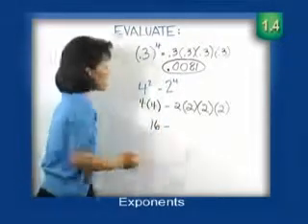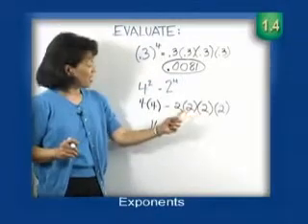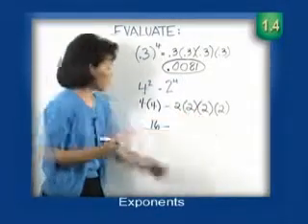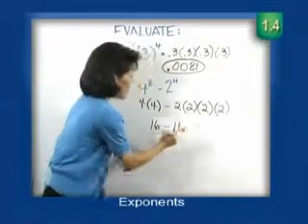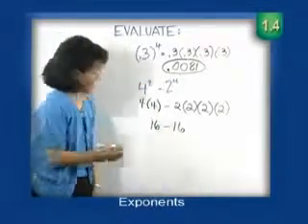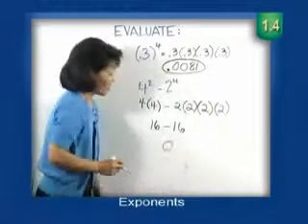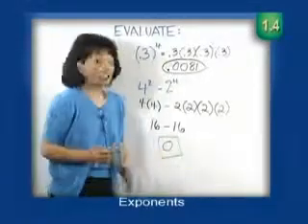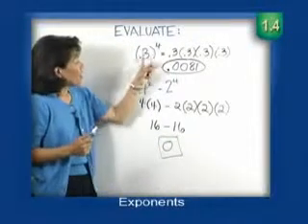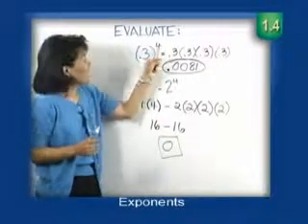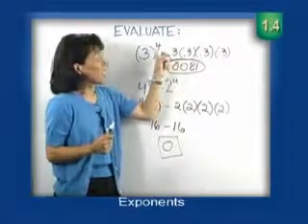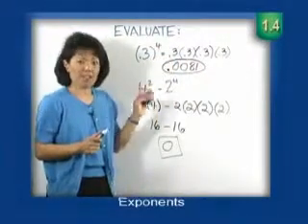Minus, let's look at this product. 2 times 2 is 4, times 2 is 8, times 2 is 16. 16 minus 16, our nice number, 0. So remember, all you have to do is identify the base, identify the exponent, and make sure you multiply the base times itself the number of times indicated by the exponent.